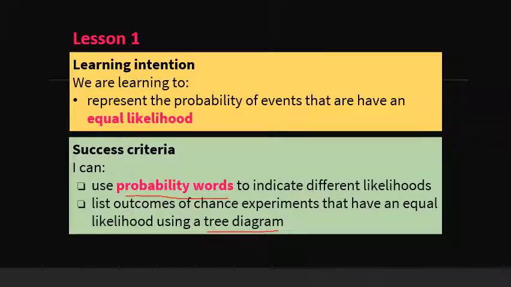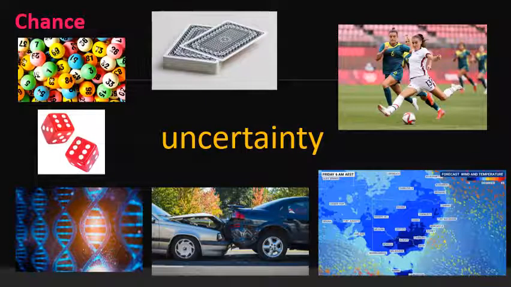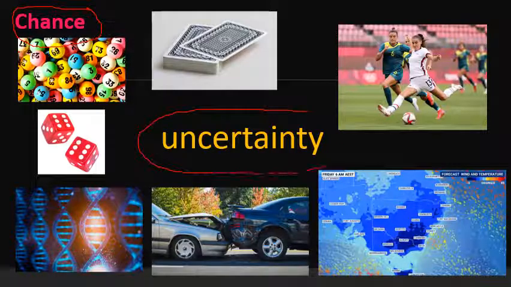So firstly, this idea of chance or probability, it's about what is the chance of something happening? Is it probable that it will happen? And it's all to do with this idea of uncertainty. So it's a really interesting area of maths.